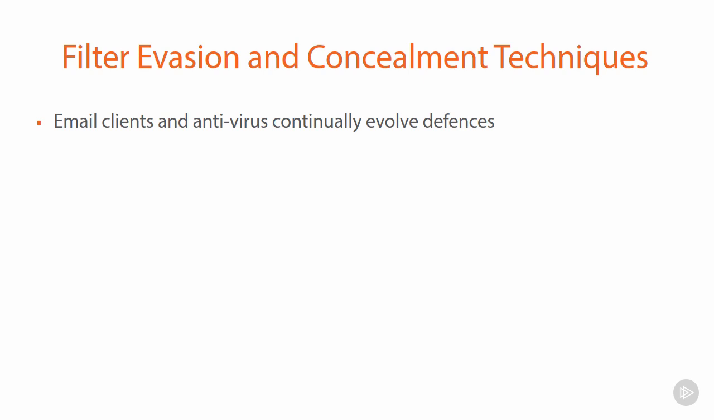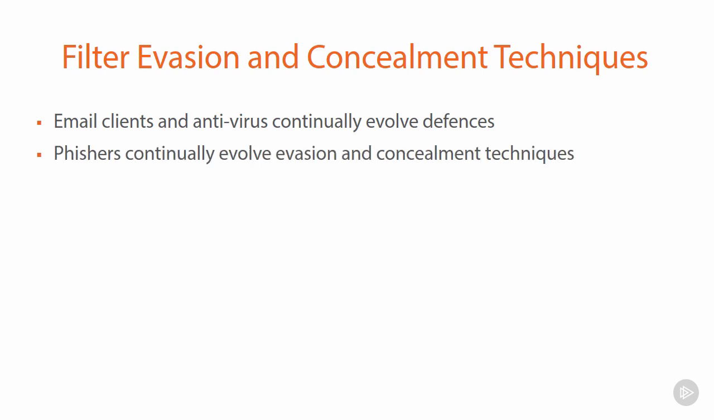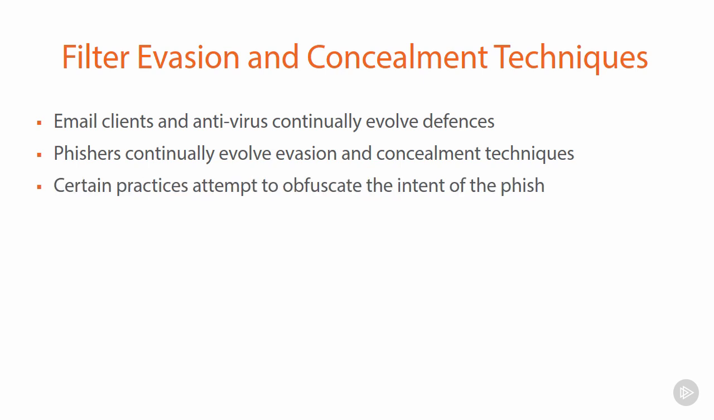Now, of course, just like any other aspect of information security, this becomes an arms race, because now we have the phishers continually evolving to try and conceal the purpose of their emails. So just as defenses improve, so does concealment, and the whole arms race continues. Certainly though, there are a set of very common practices that the phisher does use to try and attempt to obfuscate the intent of the emails that they're delivering. Let me give you just a few examples.